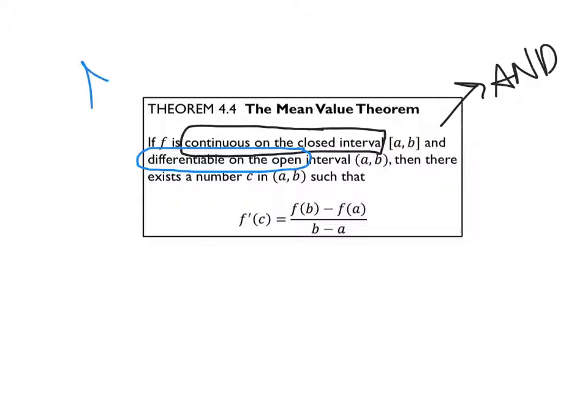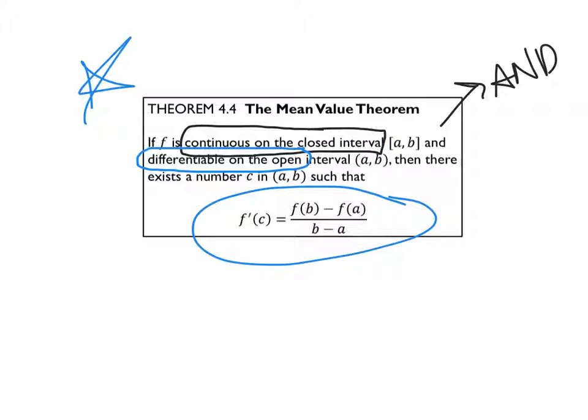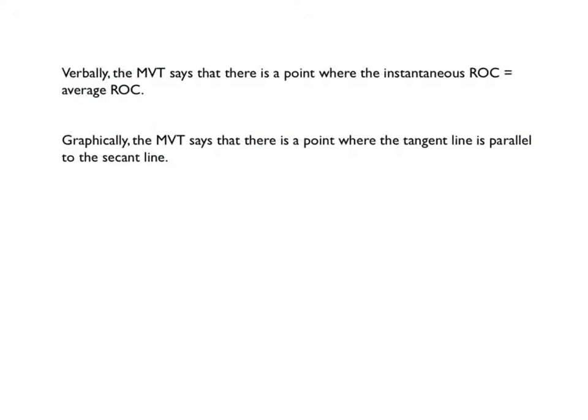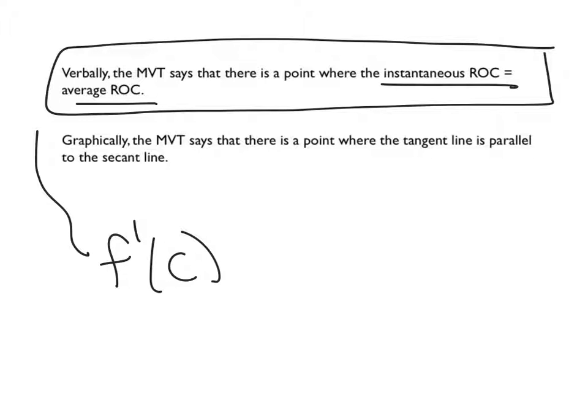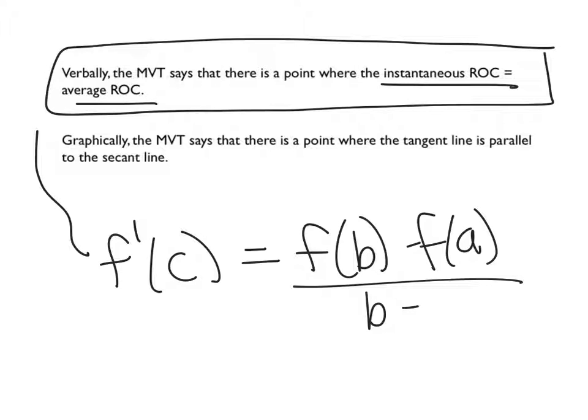Here's our conditions. These two things have to be met. Continuous on the closed, differentiable on the open. Then there exists a number c in between a and b, such that, and we should know that mean value theorem by now, f prime of c equals f of b minus f of a, all over b minus a. So, verbally, the mean value theorem says there is a point when the instantaneous rate of change equals the average rate of change, and that's all it's saying. f prime of c is your instantaneous rate of change, equals the average rate of change.